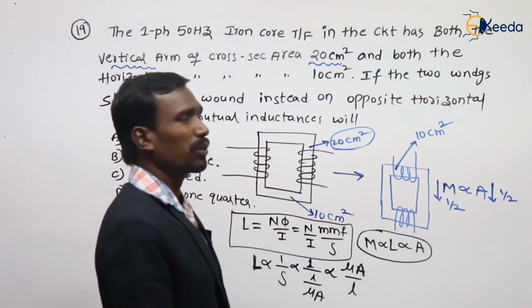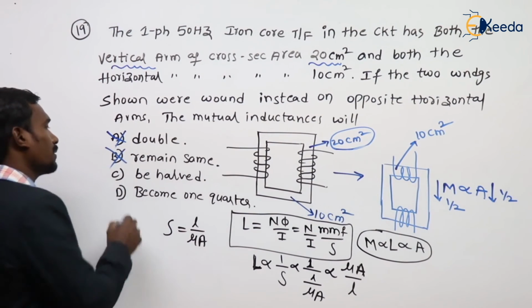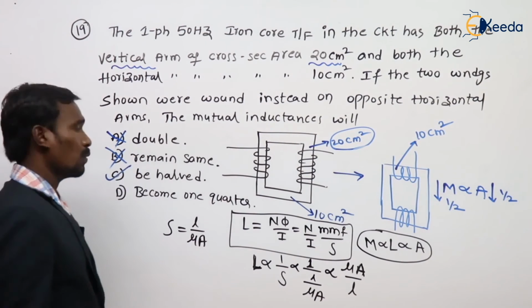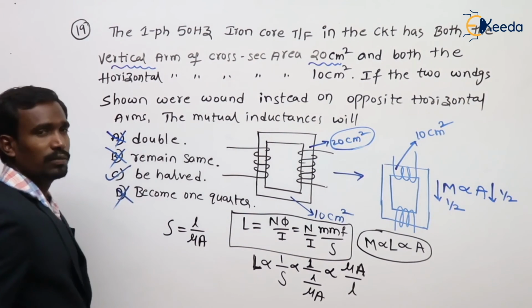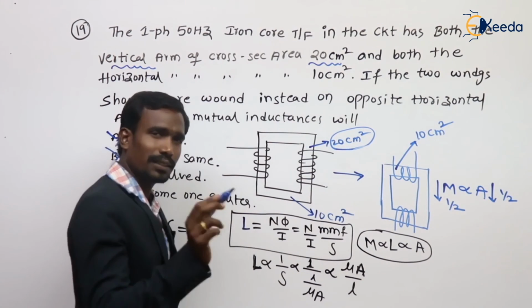This is a very simple question. So the answer is double? Wrong answer. Remains same? Wrong answer. 1 by 4th? Also wrong answer.